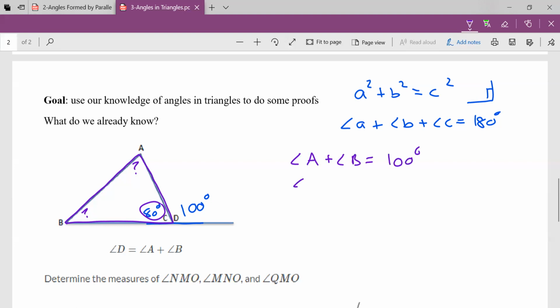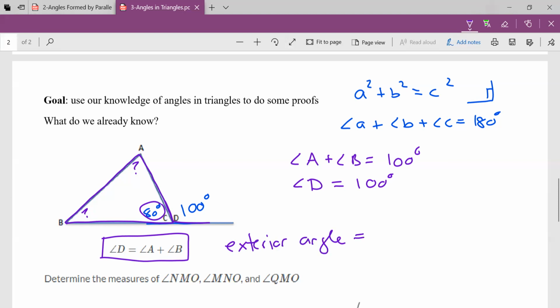But what about this weird exterior angle that's kind of kicking around on the outside of my triangle? That's 100. So what we end up with is this little rule: angle D, which is called an exterior angle, is equal to angle A plus angle B, the sum of the opposite 2 interior angles.